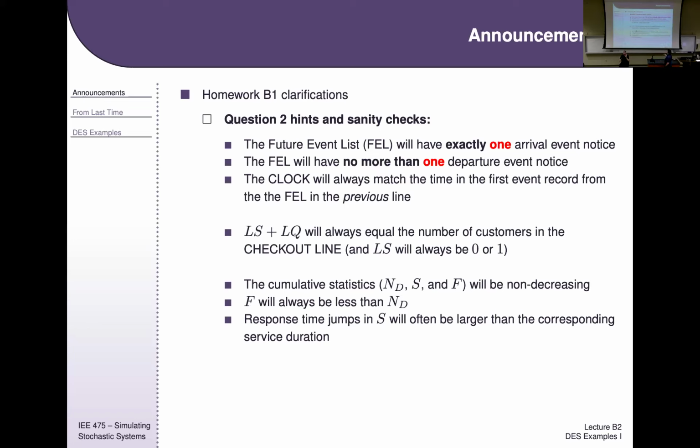Also, these cumulative statistics, they're cumulative and in many cases, and definitely this case, they're non-decreasing. So at every departure, D goes up, it never goes down. At some departures, F goes up, it never goes down. And at every departure, S goes up, it never goes down. And because F only goes up at some departures, F will always be less than, or at first maybe equal to, ND. And the response jumps will be larger than the corresponding service duration because of waiting time. So service says this customer is going to be in the server for 4 minutes, but their response time is coming out at 8 minutes. Well, that's because they had to spend 4 extra minutes in line. And we're accounting for that in the response.